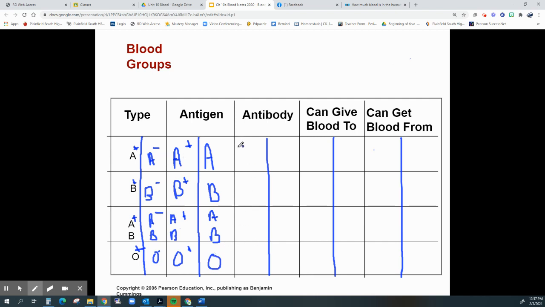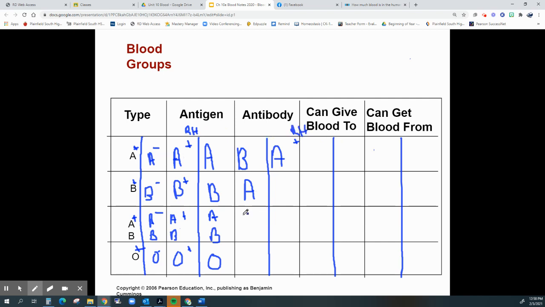The antibodies they're going to make here: this person would make an antibody to B, but only B, not to the positive. This individual is going to make an antibody to A, again only to the A, not to the positive. This person over here who is A negative would also make an antibody to A and an antibody to the positive Rh factor. Let's put this here. Up here in the corner, I'm going to write Rh factor.